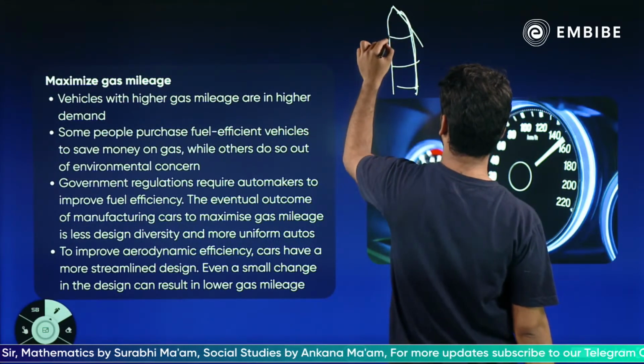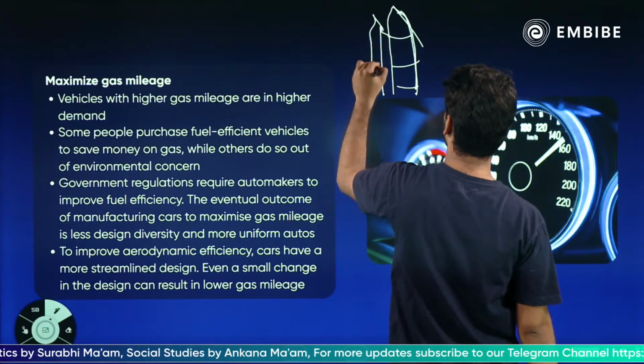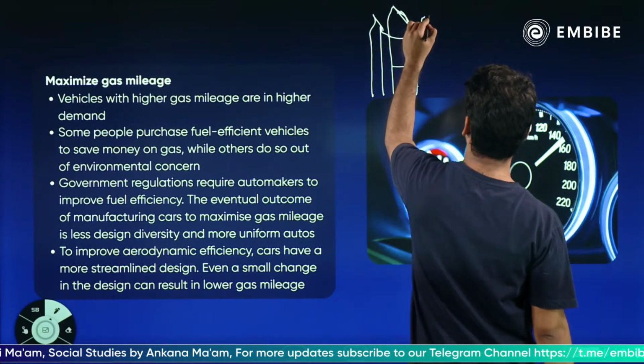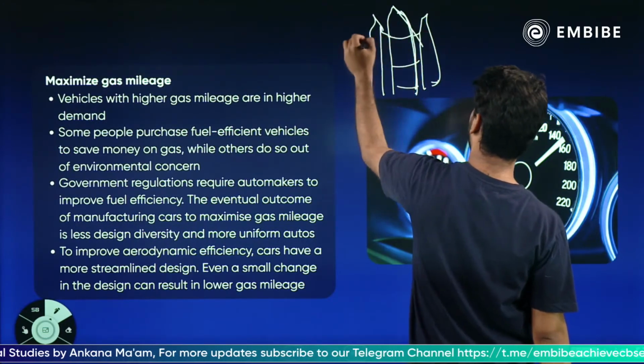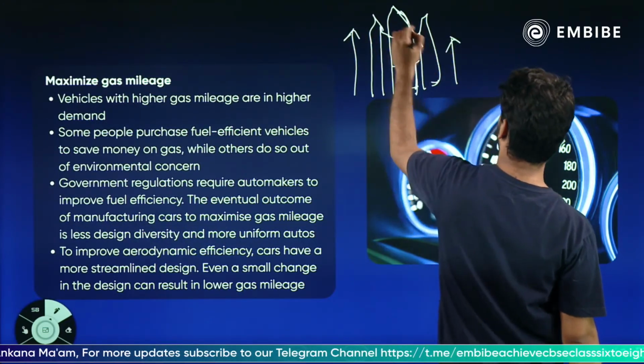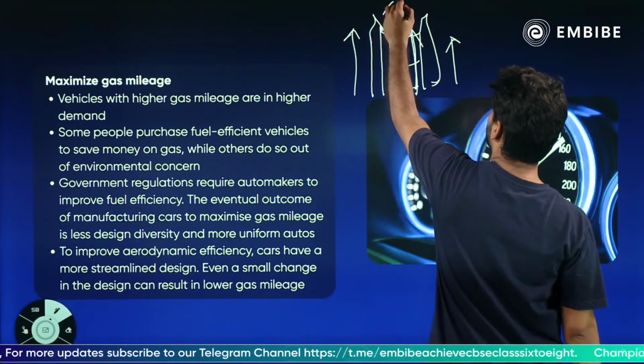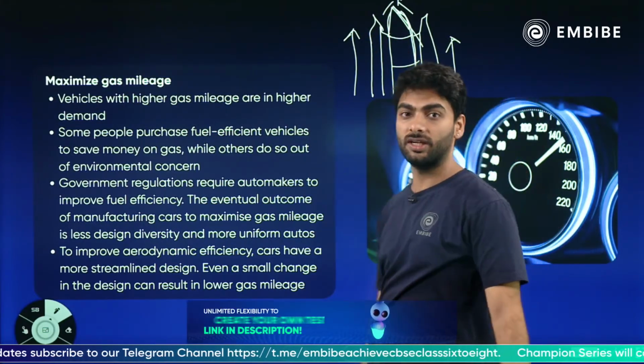Why do rockets have this kind of shape? It is because they also want to reduce the friction, reduce the air friction, and they can go high in the sky. And that is why this shape helps to clear the air friction or the drag.